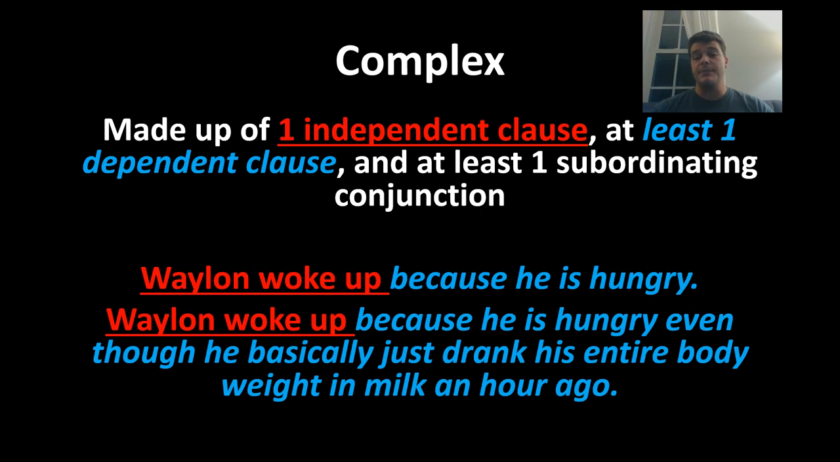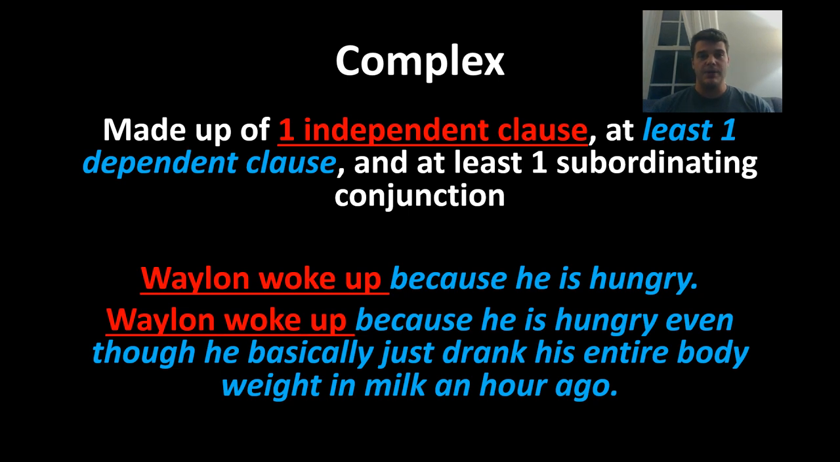A simple one would be "Waylon woke up because he is hungry." "Waylon woke up" would be the independent clause. Because is the subordinating conjunction. And then "because he is hungry" is a dependent clause. Second one, it has multiple dependent clauses. Again, the same independent clause, "Waylon woke up," then the dependent "because he is hungry, even though he basically just drank his entire body weight in milk an hour ago." So our two subordinating conjunctions there are because and even though.